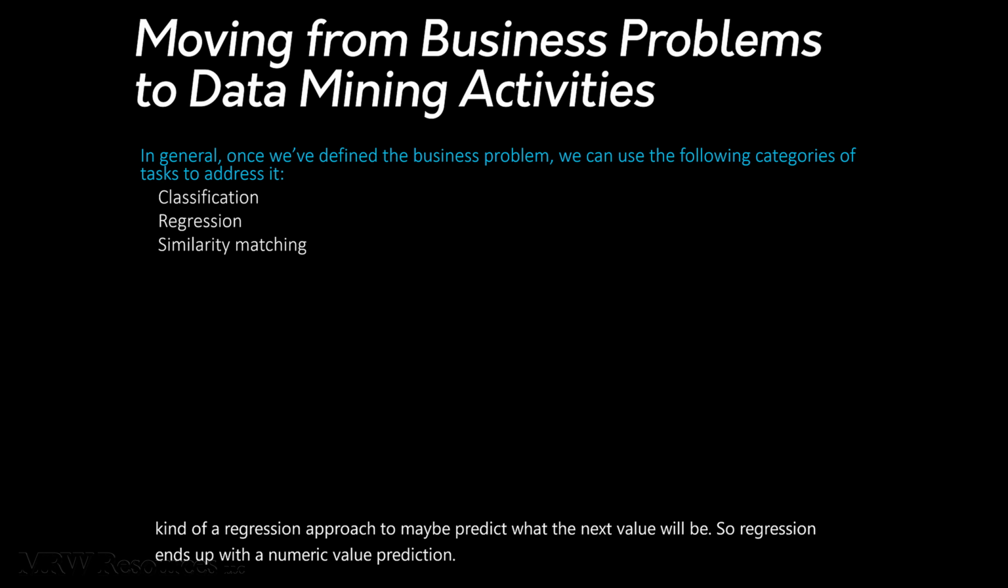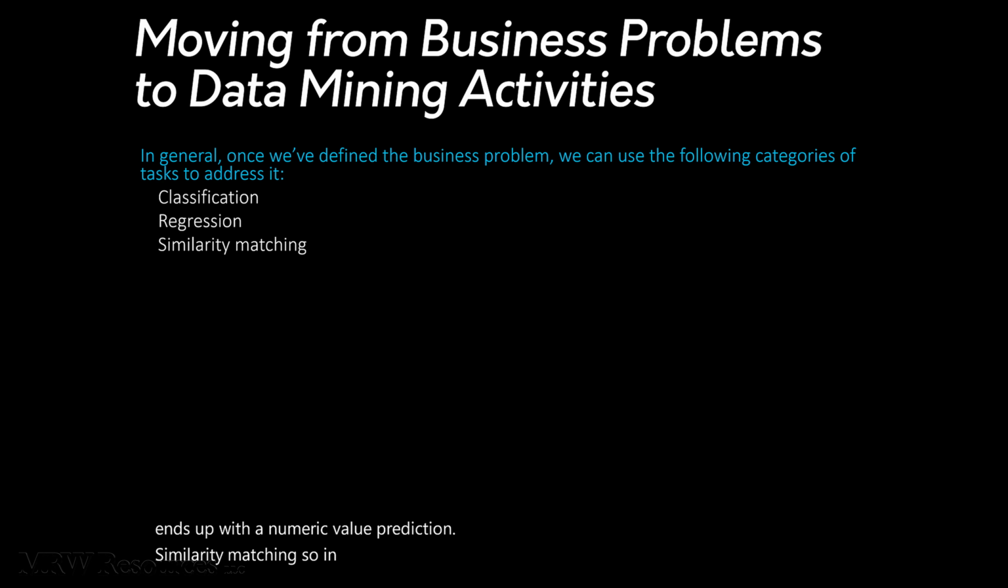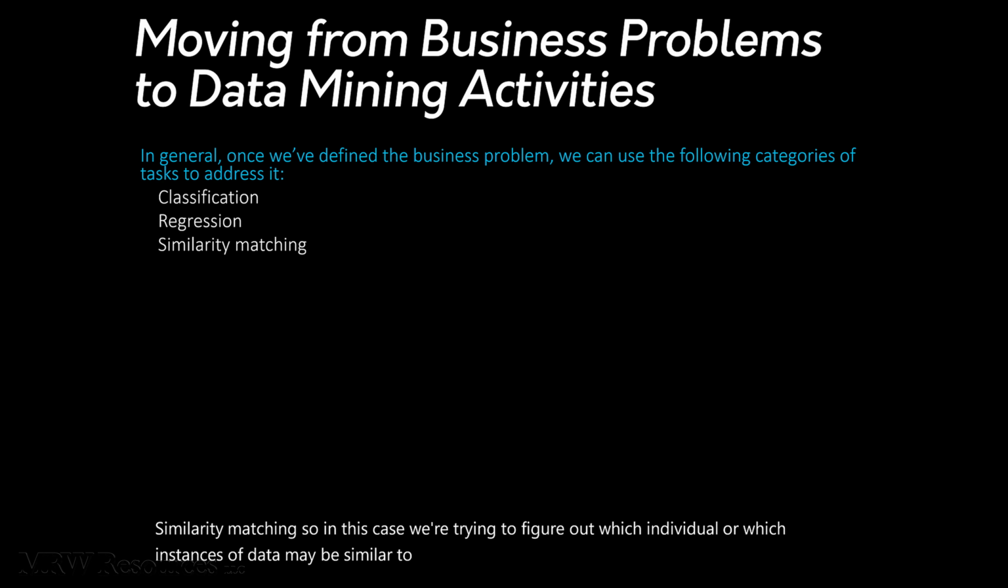Similarity matching. In this case, we're trying to figure out which individuals or which instances of data may be similar to other instances based on what we know about them.